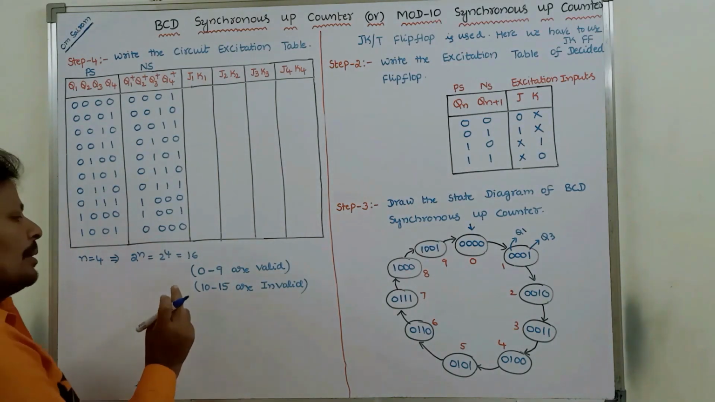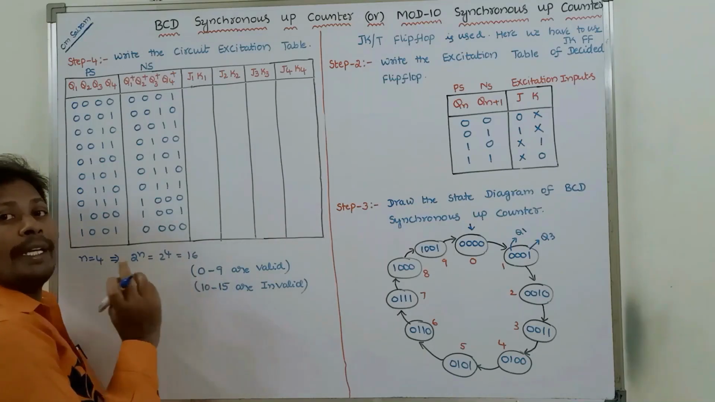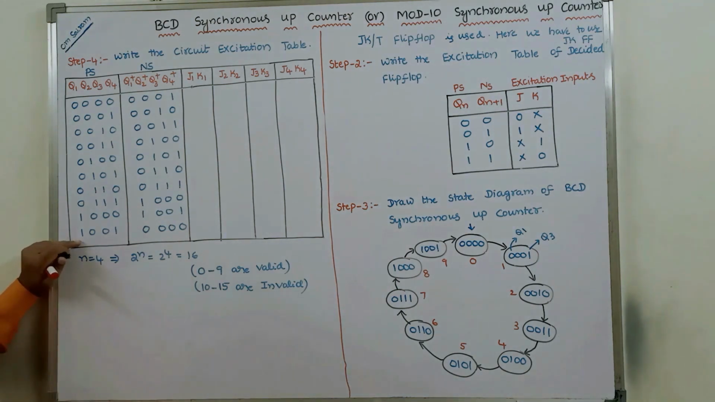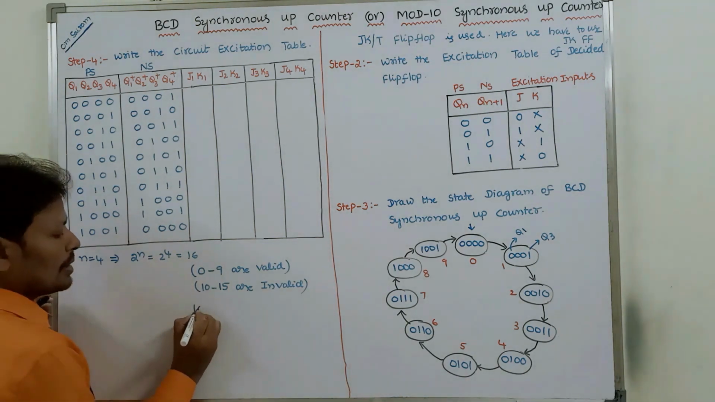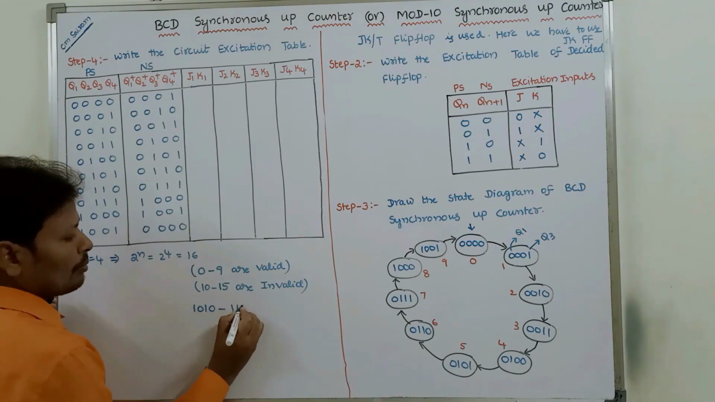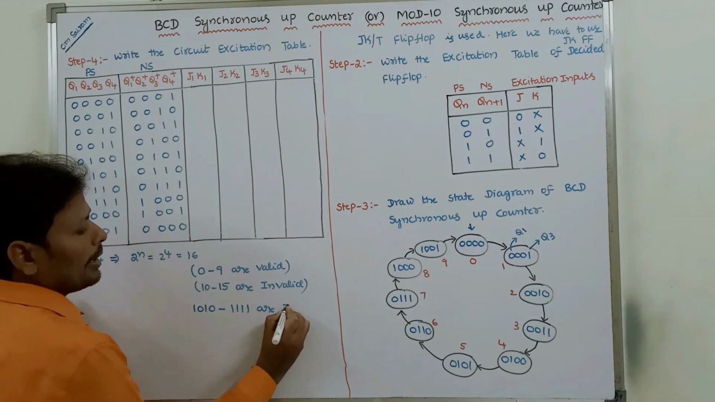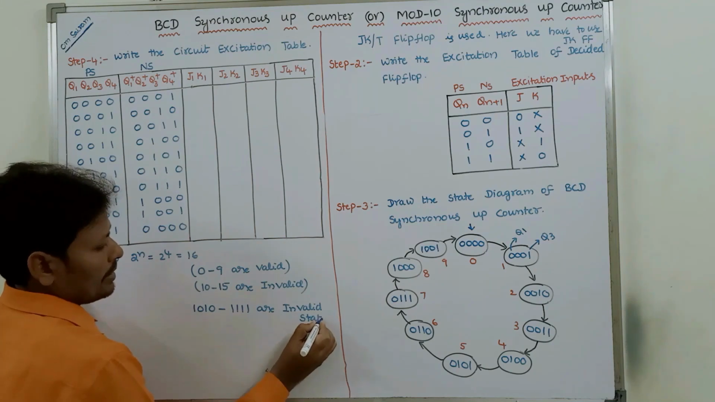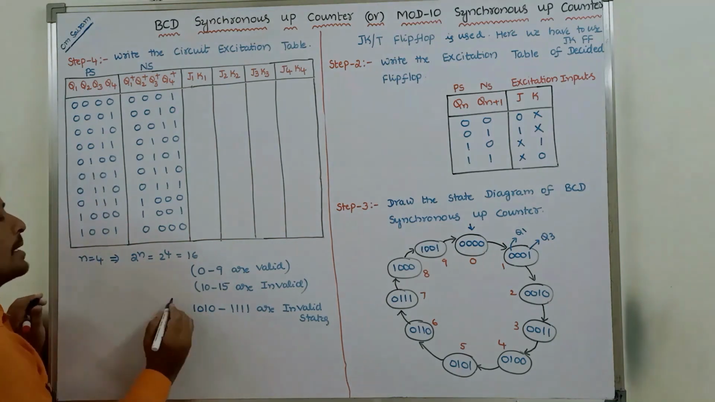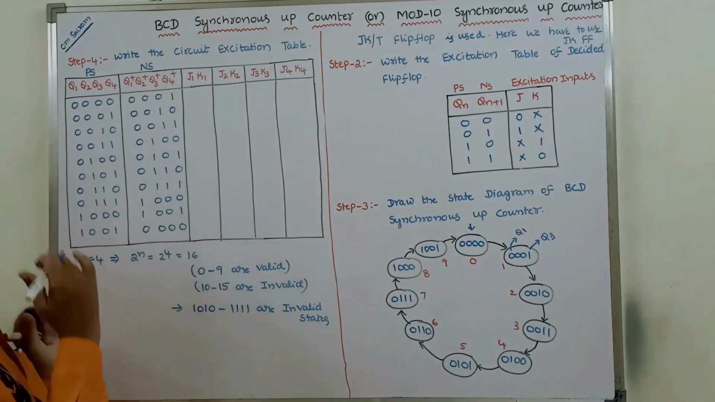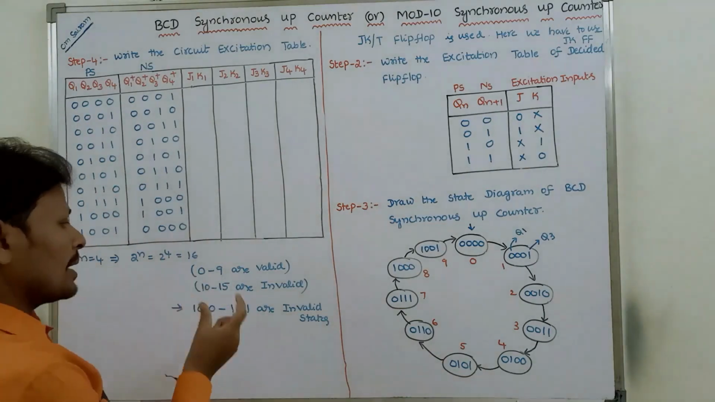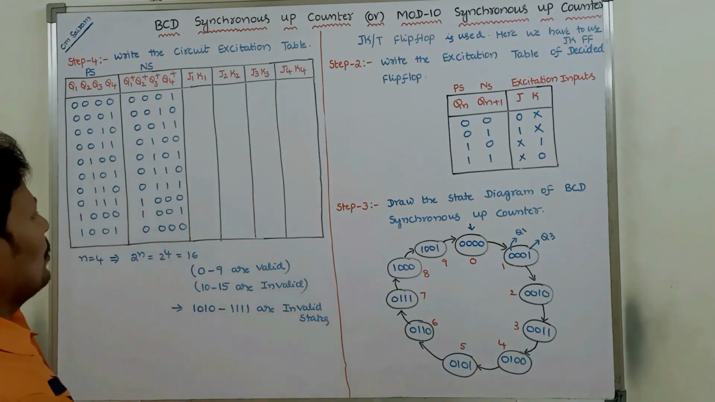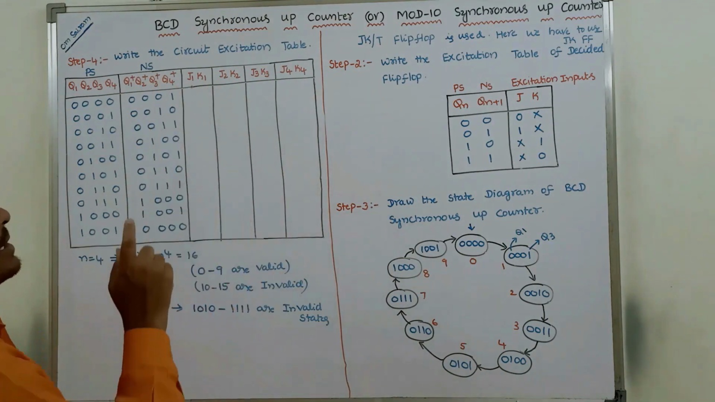Okay, so here we have to use only 0 to 9 as valid states, and 10 to 15 are invalid states. Here 1, 0, 1, 0 up to 1, 1, 1, 1 are invalid states. These invalid states cannot be represented in this circuit excitation table. Please keep this point in your mind in step 5. Okay. Now, how to fill this circuit excitation table?